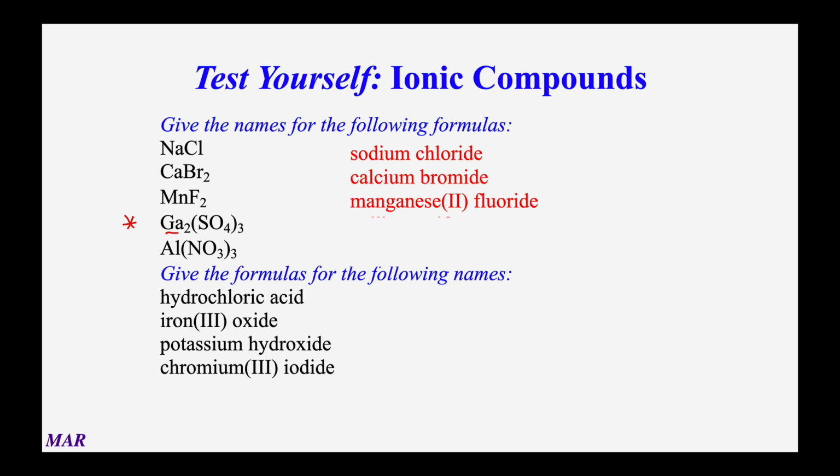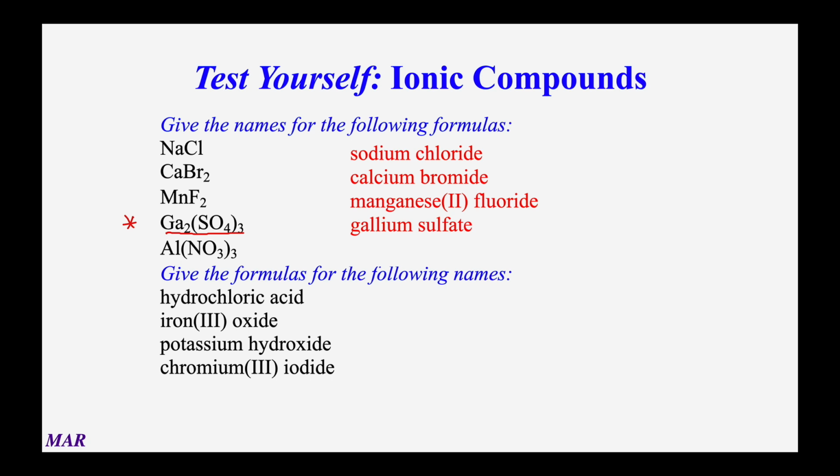But here, gallium, and with this one, we definitely have a polyatomic. That's the sulfate ion we saw earlier. So that compound is a gallium sulfate. Gallium is part of the stairs, so we don't need a Roman numeral. We'll just call that one gallium sulfate.